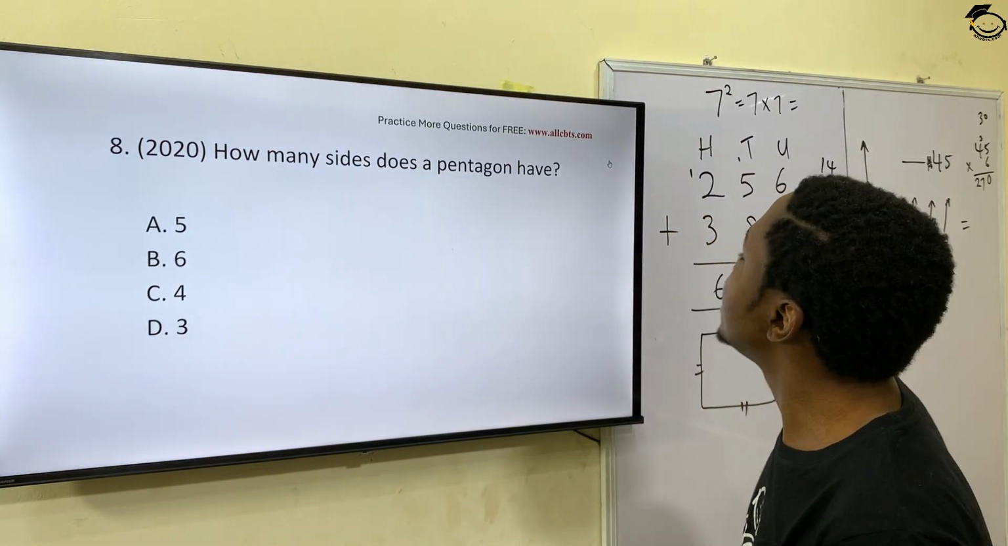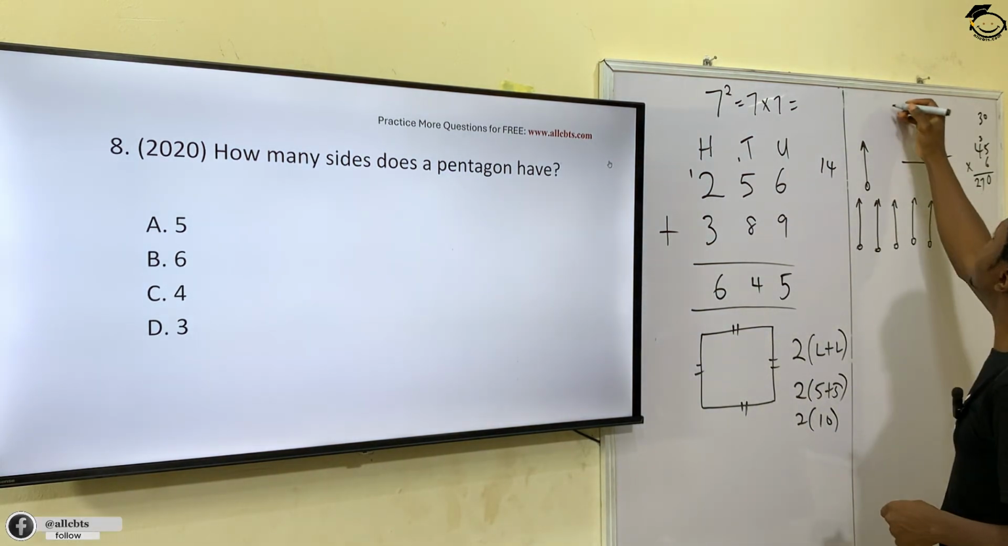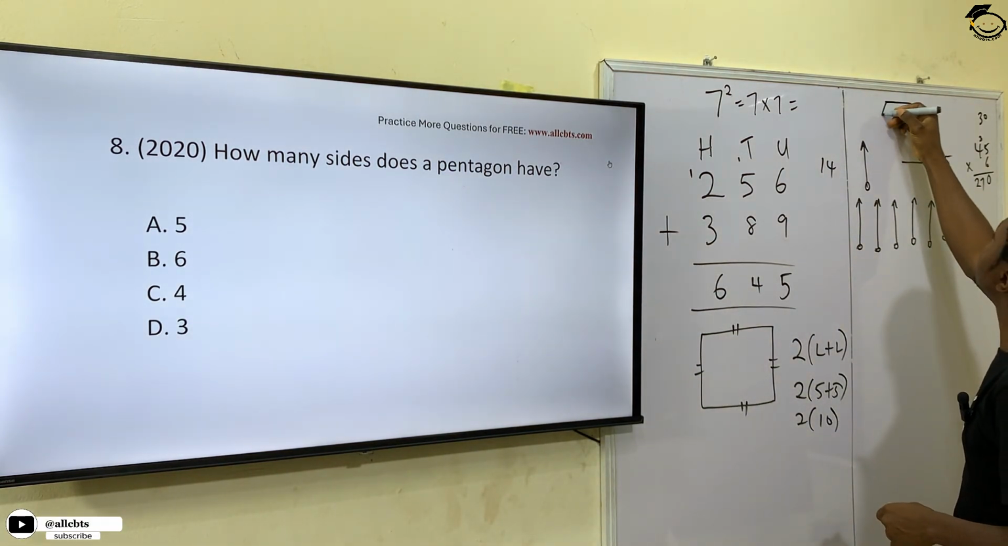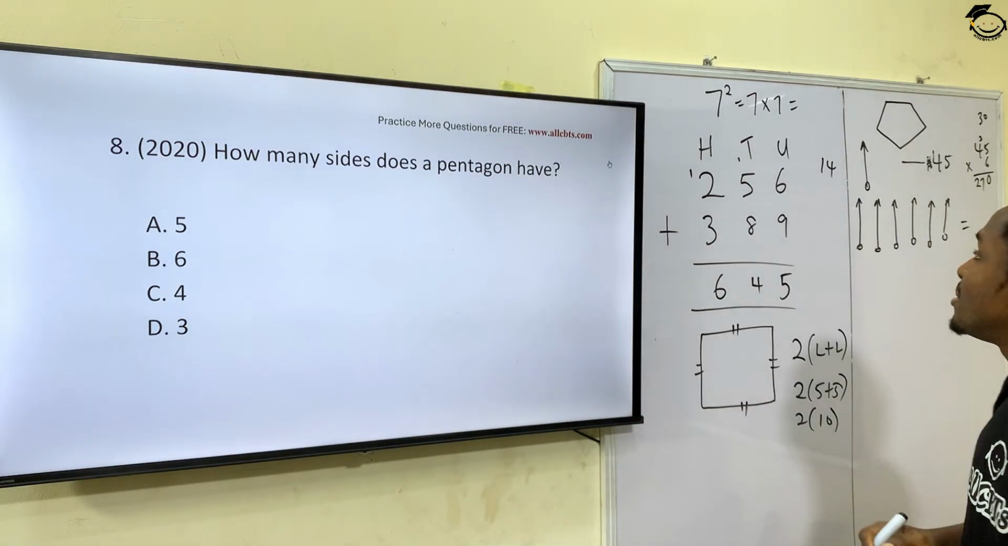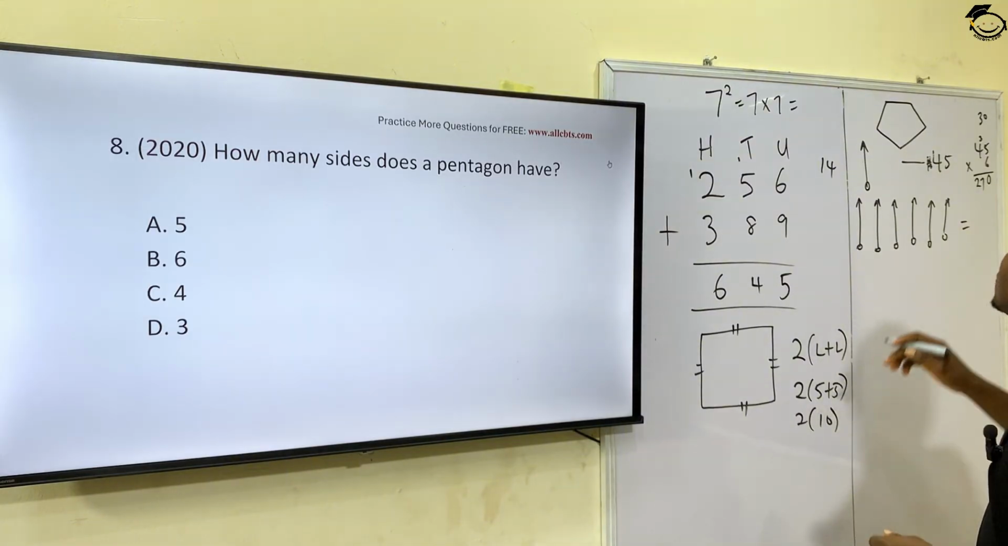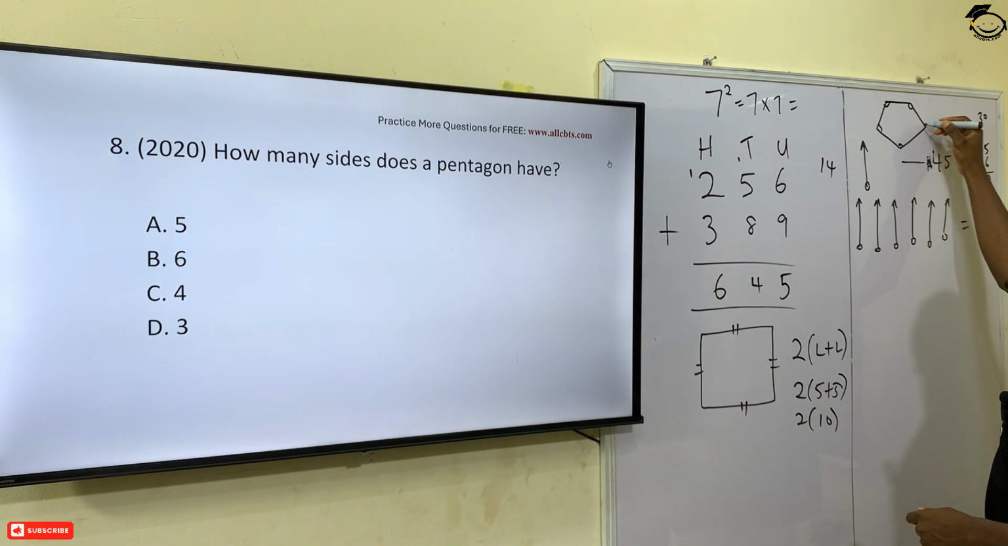So how many sides does the pentagon have? So this is the shape of a pentagon. Pentagon has this kind of shape. You see that? So that's the pentagon. And in the pentagon shape also, all the sides are usually equal.